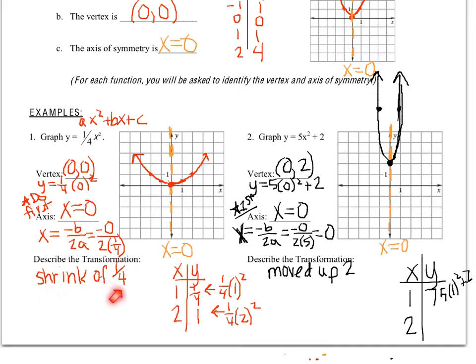So on the last problem, if we went over 1 and up 1, then we moved down to get here. That was a shrink. Here, if I go over 1, I have to go up 5, so we call that a stretch of 5, how many it moved up. Okay, so it moved up 2, and then we had a stretch of 5. Let's look at the other side of your notes.